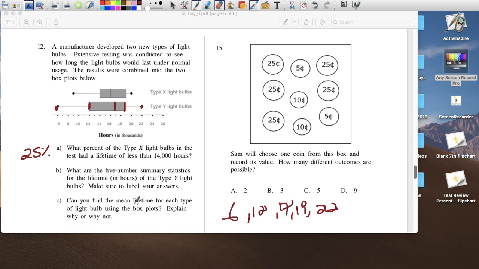Well, I'm going to stop right there. I can't find the mean using the box plot, because the mean would require me to get all the light bulbs and add up all their hours, and then divide by however many light bulbs were added. So I cannot find the mean.